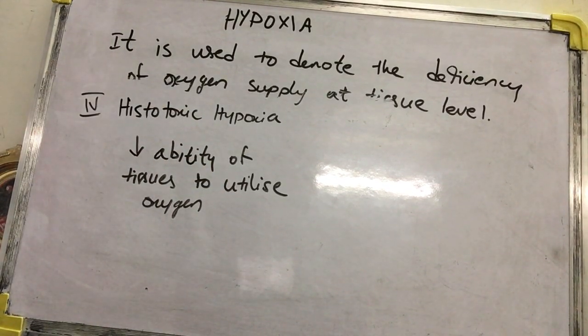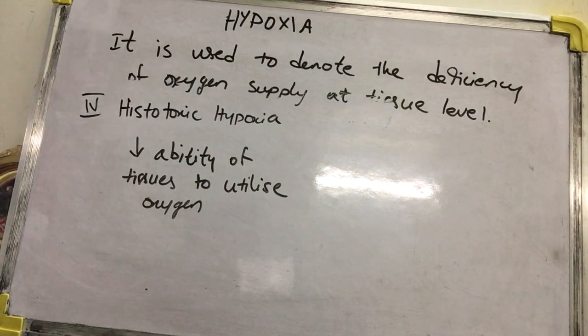In hypoxic hypoxia, there was decreased oxygen content, isn't it? In anemic hypoxia, there is decreased oxygen saturation because of decreased hemoglobin. And in stagnant hypoxia, the oxygen content and saturation were normal, but the blood flow to the tissues is reduced. Whereas in histotoxic hypoxia, blood flow to the tissue is also normal, but the tissues are not in a position to utilize the oxygen.